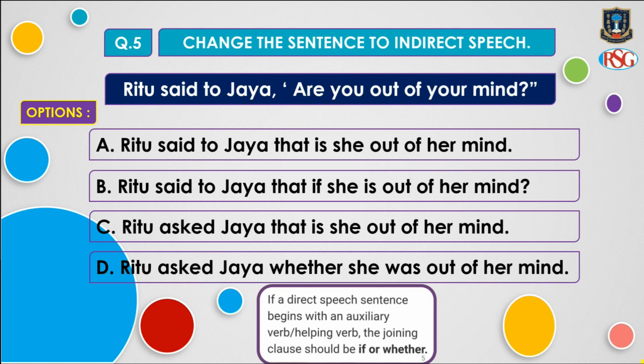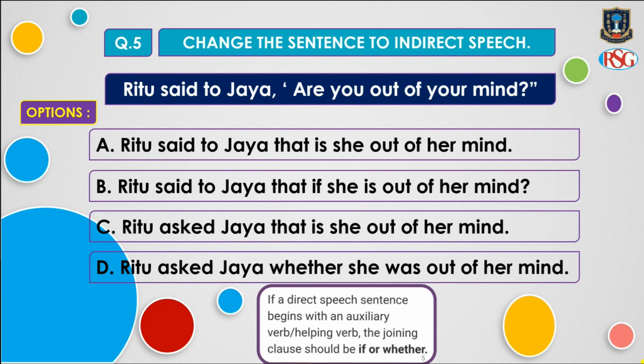A-R-E, "are" is the auxiliary verb. This is the beginning of the sentence, "are". So "are" is a helping verb. Okay, it is an auxiliary verb. And here the sentence is beginning with the helping verb "are". Alright. So if the direct speech sentence begins with an auxiliary verb or a helping verb, then the two clauses should be joined either by using if or whether.